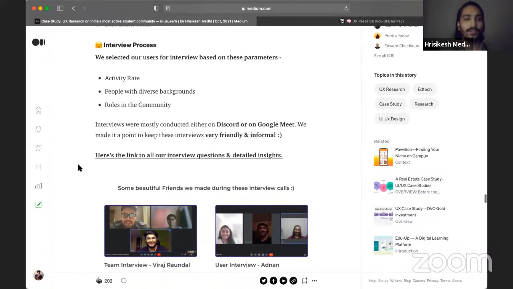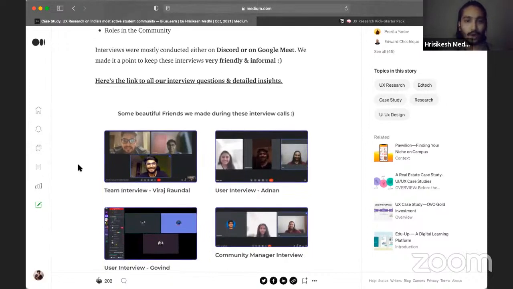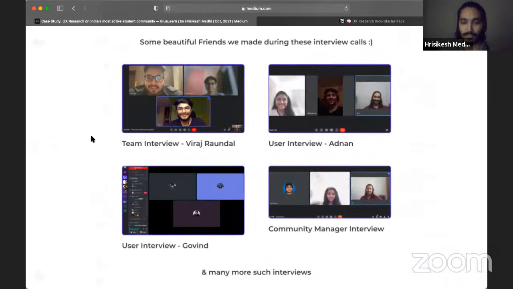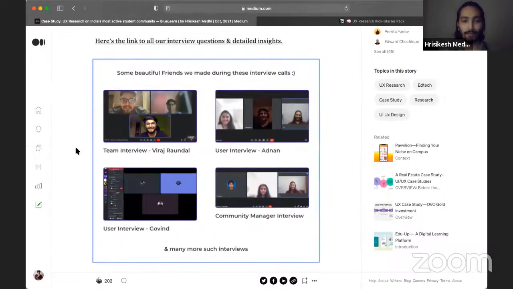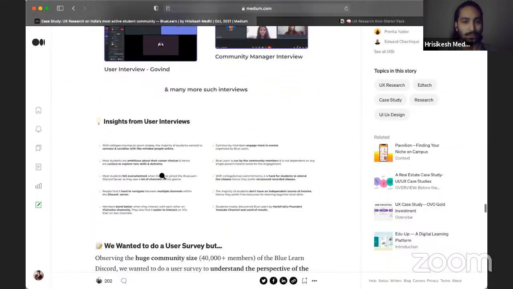In primary research, we started off with the interview process, right? And again, we selected our users based on 3 different parameters. One was activity, as in how active they were in the server, the background, where they came from. They were coders, they were designers as well, right? And also what their roles in the community were. Most of the interviews happened on Discord and Google Meet. You can actually see we have Viraj here, we have Adnan, Yug. Yug was one of the most active members in open source and coding, right? I think he's busy in some other work, so not that active.